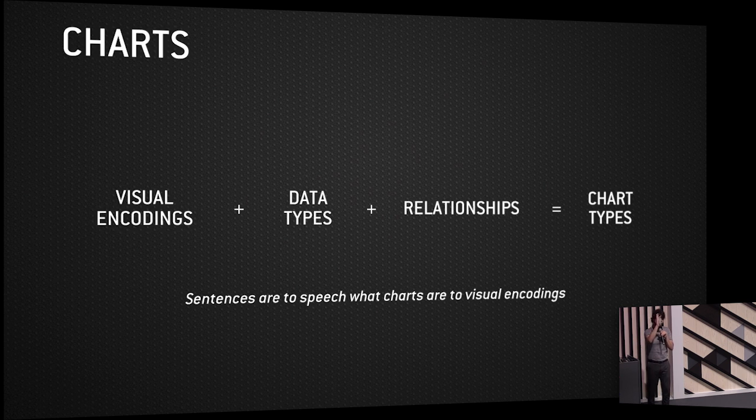So, visual encodings and data types. What happens if we mix these two? We get a relationship between visual encodings and data types. We have chart types. Chart types are the smallest visual representations in data visualization. In fact, sentences are to speech what charts are to visual encodings.